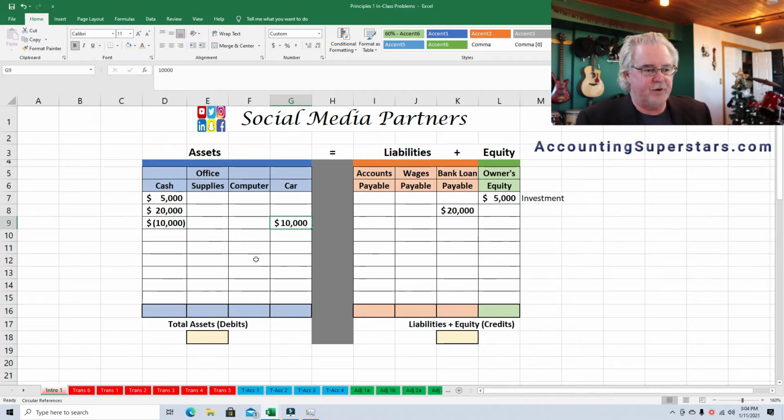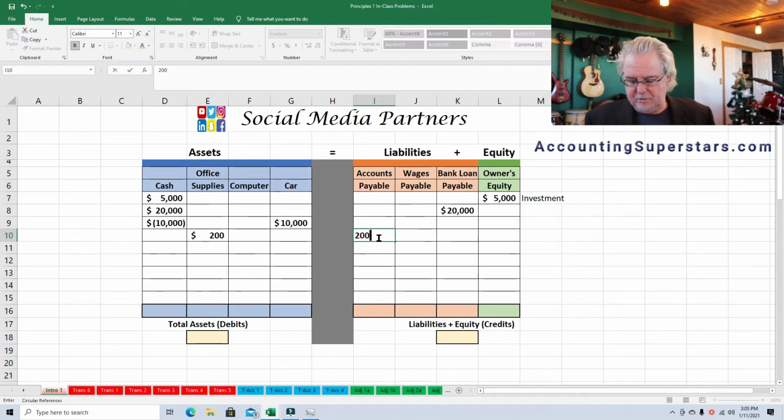Okay. Moving on here. Let's suppose that the owner goes to the office supply store and buys some office supplies. Buys $200 worth of office supplies. But the owner decides not to pay cash, but to put it on his credit card. And so we've got accounts payable here. That's an obligation. The owner's got to pay this money back, right? So $200 under accounts payable. So on the left-hand side, I've got 200. On the right-hand side, I've got 200.